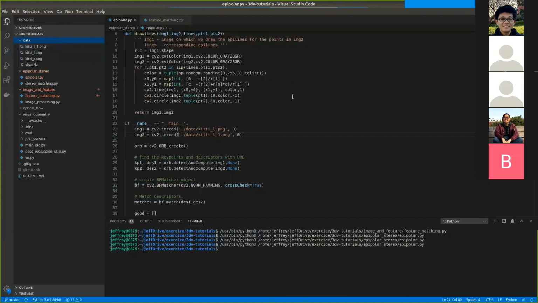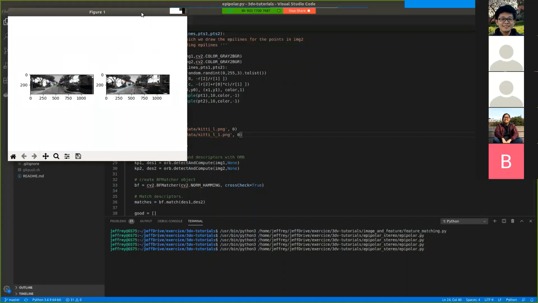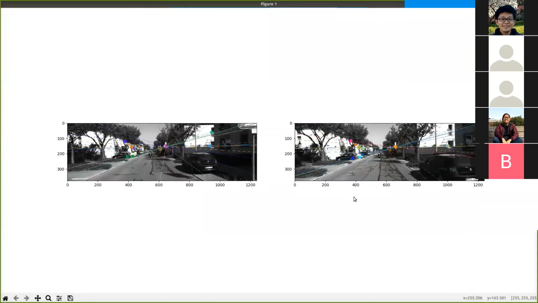Let's see what the fundamental matrix looks like. If you run the script, you have a similar pattern to mine, where you can see the epipolar lines are in a radial pattern, right? All the epipolar lines intersect at the same point, which is the epipole shown here. And these epipolar lines look like a radial pattern.